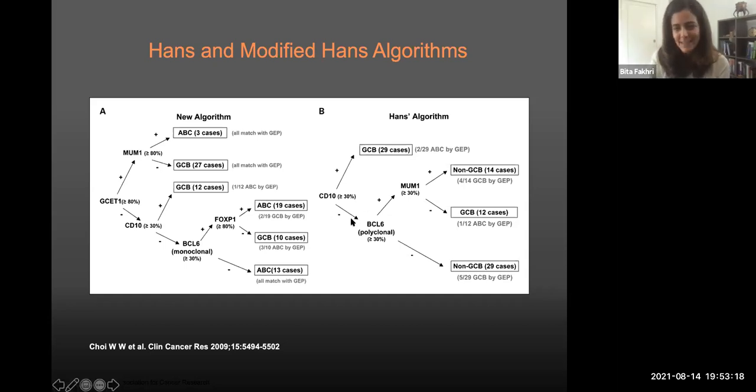But if CD10 is negative, the next immune marker that we check is BCL6. So go to the path report and look at BCL6. If BCL6 is negative, this is non-GCB. But if BCL6 is positive, the next immune marker to look at is MUM1. And if MUM1 is positive, this is non-GCB. But if MUM1 is negative, this is GCB. So CD10 negative, BCL6 positive, MUM1 negative. These are patients who become GCB through the back door. So just practice, look at some CD10, BCL6, MUM1. I think it's a fun exercise to differentiate between GCB and non-GCB.